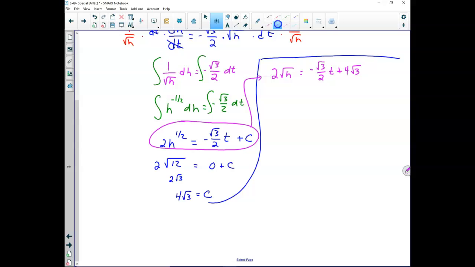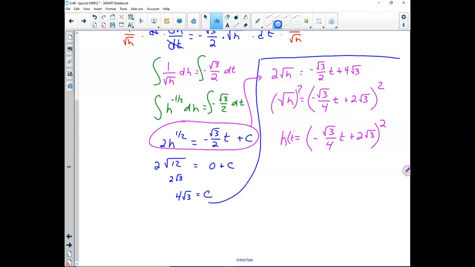And now I need to solve this thing for h. I need to get h all by itself. Well, what are you going to do? I would probably divide everything by 2 and say square root of h equals negative square root of 3. If you divide a fraction by a whole number, it multiplies the denominator by that whole number, t plus 2 square root of 3. And now I just need to square both sides now, don't I? I just got to come here and square, and I got to come here and square. So h equals negative square root of 3 over 4 times t plus 2 square root of 3, quantity squared.